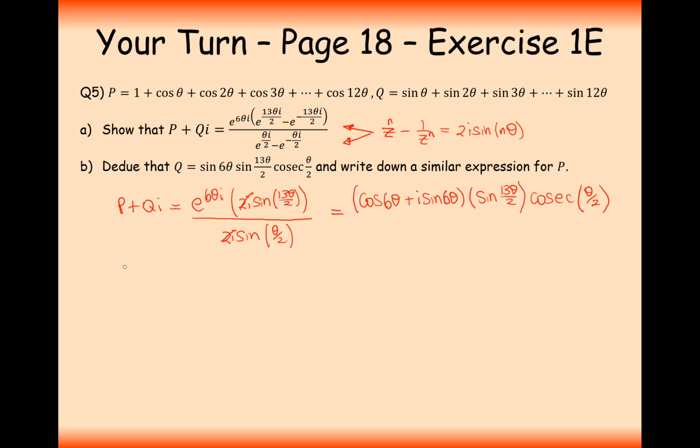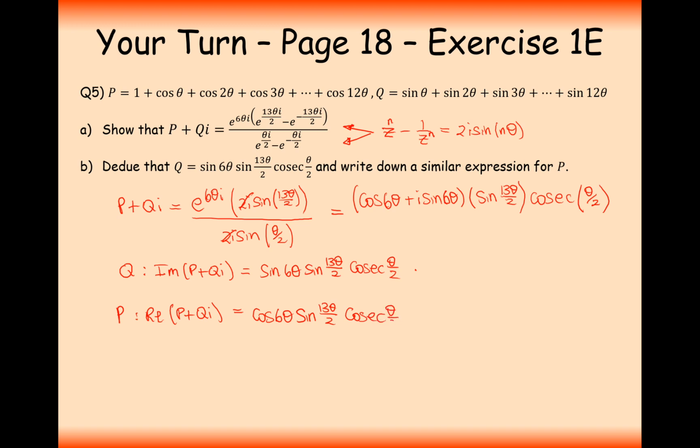Now, the next thing we'll do is for Q, it would just be the imaginary part of P plus QI. And that will ignore the real part, so it's going to be sine 6 theta, sine 13 theta over 2, and then cosec theta over 2. And for P, that's going to be the real part of P plus QI. So that's going to be the cos part of it. So cos 6 theta. We'll ignore the imaginary bit and then we'll just expand these last two terms. So that would be sine 13 theta over 2 and cosec theta over 2. So there we are. That's an expression for Q and a similar expression for P.